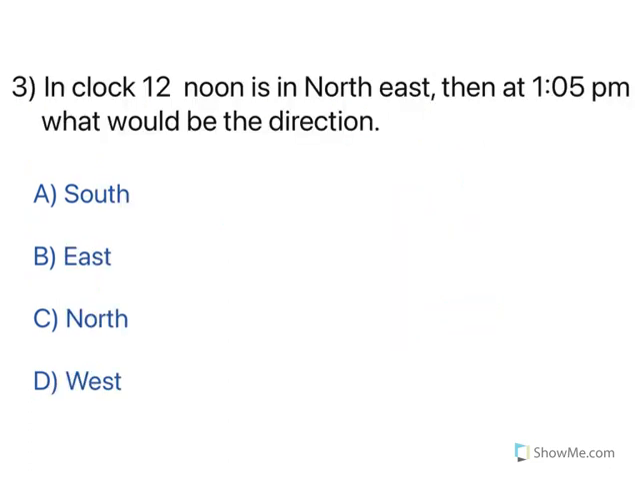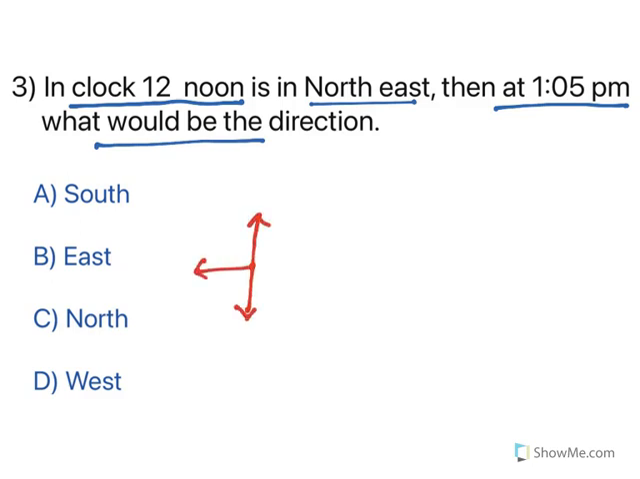Now let us understand this. In a clock, 12 noon is in the northeast. Then at 1:05 p.m., what would be the direction? To answer such questions, we need to know the directions first. Always remember these things. In order to do clock problems or direction related problems, you need to know where is north, where is south, where is west and where is east. This is the direction.